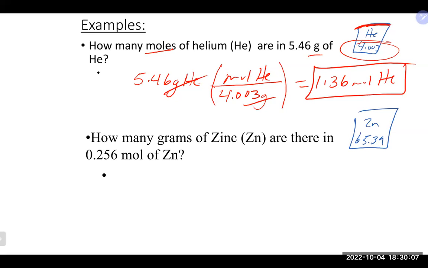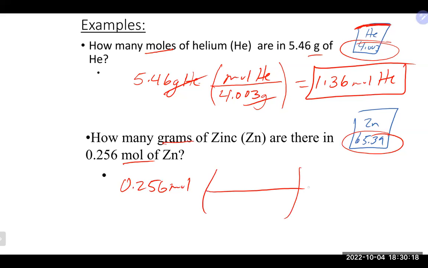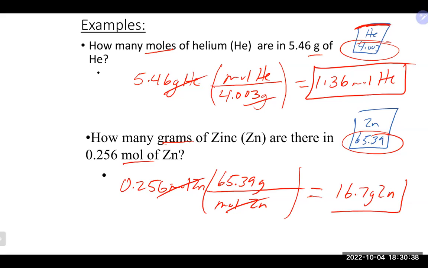Second one here, we're looking for grams and we have moles. So once again, that is a molar mass situation. We're going to start with moles in this case, and we're going to use our periodic table and our molar mass. We put the grams up on top so that we cancel out the moles. Moles cancel. In this case, 0.256 times 65.39 gives 16.7 grams of zinc.